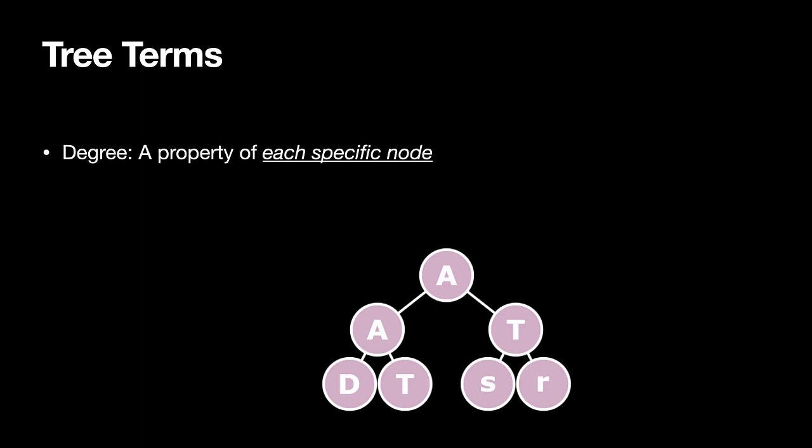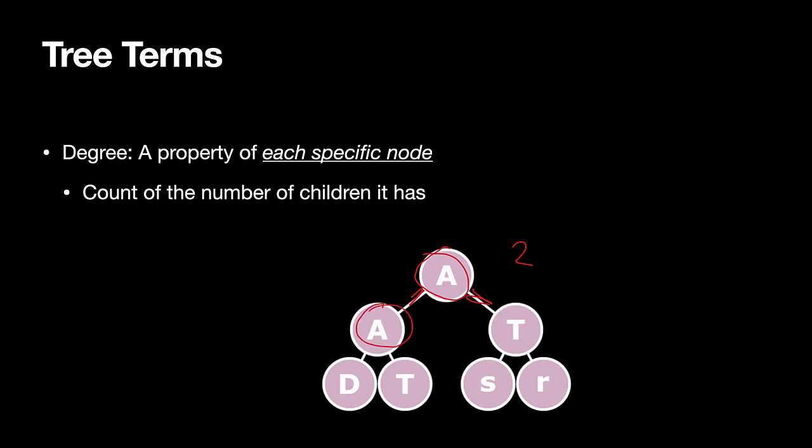Okay, degree is also a property of specific nodes. So a degree is the count of the number of children that a node has. So this example tree is pretty simplistic. We'll look at some other trees in just a minute. So we've got several nodes, like the root node, that have 2 children. So we would say that A's degree, the root node's degree, is 2.